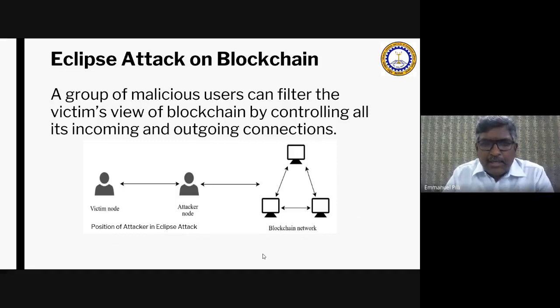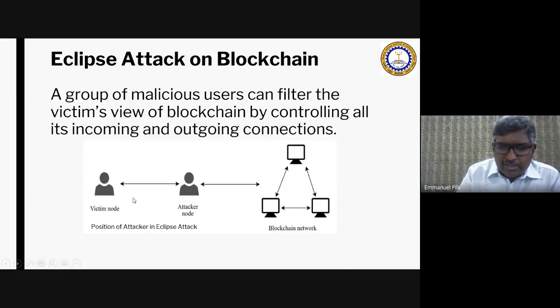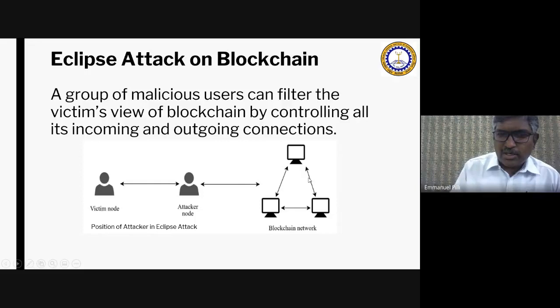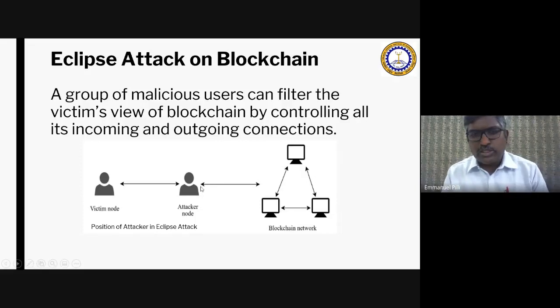So when you look at an Eclipse attack, a group of malicious users can filter the victim's view of the blockchain by controlling all its incoming and outgoing connections. A victim is trying to find out what is happening in the blockchain, but the attacker node is sitting in between and giving a different picture. It's like an eclipse, right? The sun, the moon and the earth. The moon actually covers the whole earth, so the sun is not able to see. Whatever the moon is showing, the sun believes.